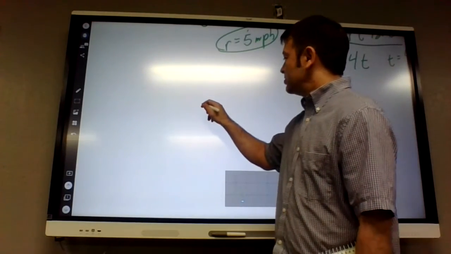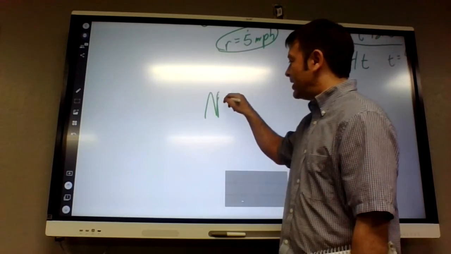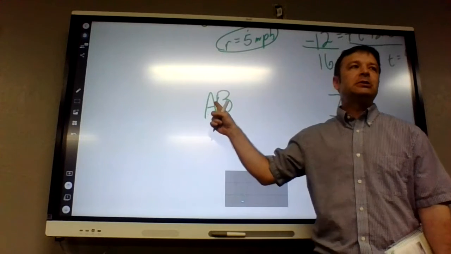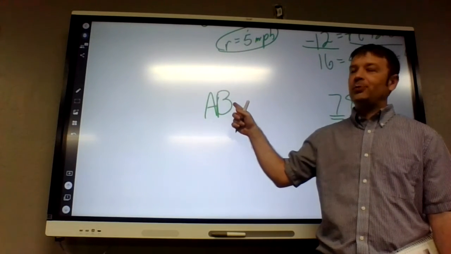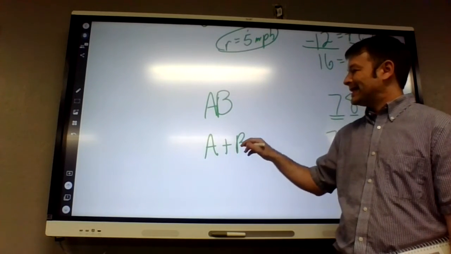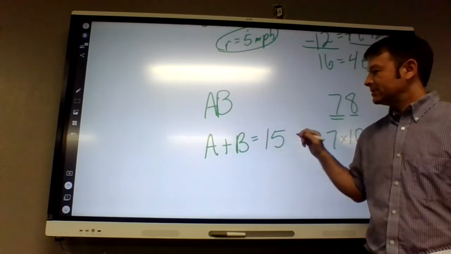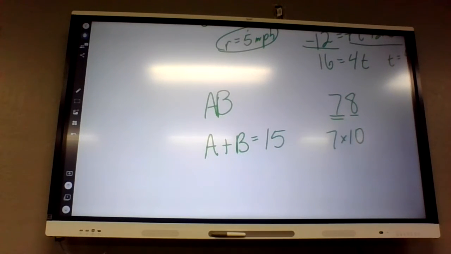Okay, imagine we have a two-digit number. We'll call it AB. A stands for the tens place. B is the ones place. They're saying the sum of those 2 digits is 15. That's sentence number 1. Sentence number 2: if the digits are reversed, the number formed is 9 less than the original.